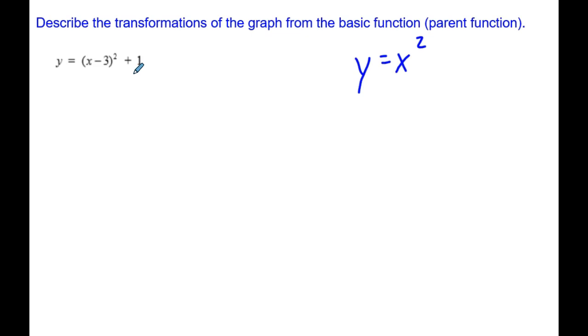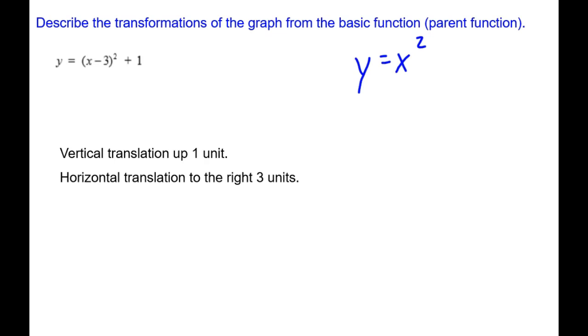Next, I look at horizontal translations, which occur within our function, within the parentheses. So we have x minus 3. If we have x minus, our value is 3 we're looking at. So it's a horizontal translation, 3 units to the right.